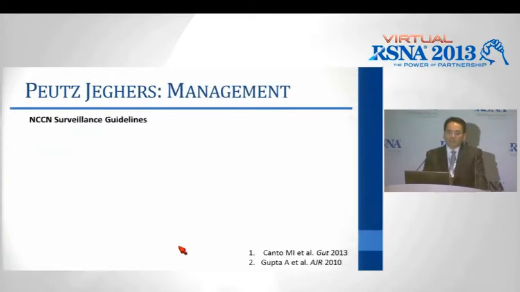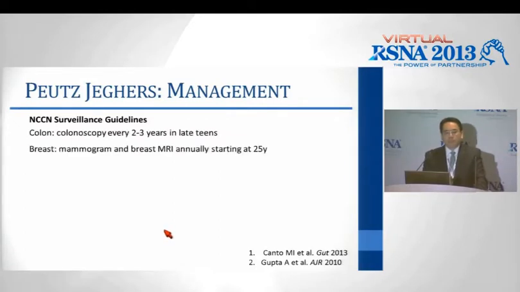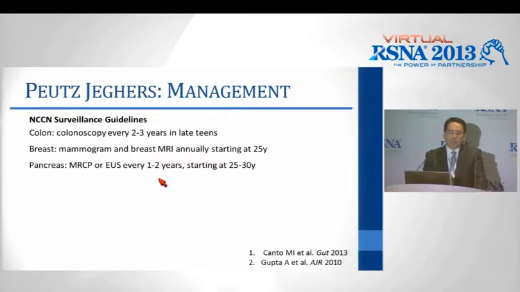Because of their increased risk, different guidelines have been offered. Colonoscopy every 2 to 3 years, starting in the late teens. For breast, mammography and MRI, starting annually at the age of 25. MRCP and endoscopic ultrasound every 1 to 2 years, starting at the age of 25 as well. And their risk of pancreas cancer is about 100 times that of the general population, with a lifetime risk between 11 and 36%.